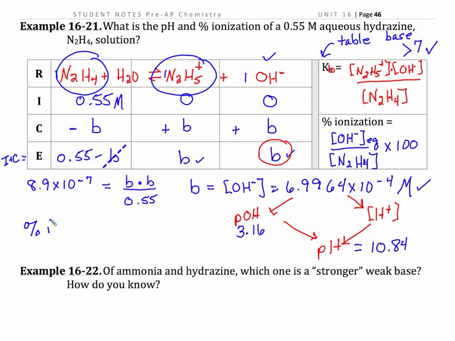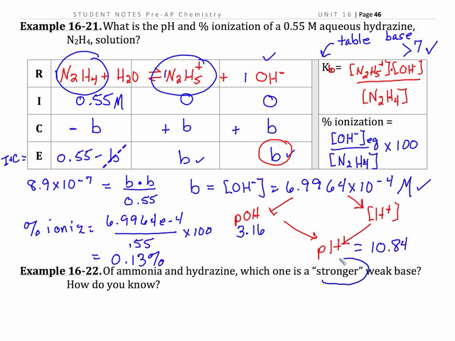All right, then lastly, we plug into our percent ionization, and that will equal our OH minus, 6.9964 times 10 to the minus 4th, divided by my original base times 100. And if I've done my algebra right, I get 0.13%.